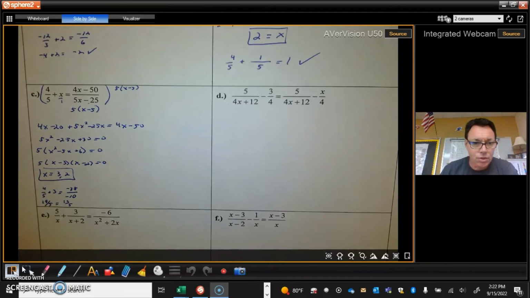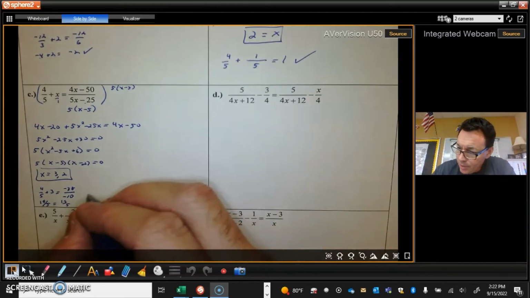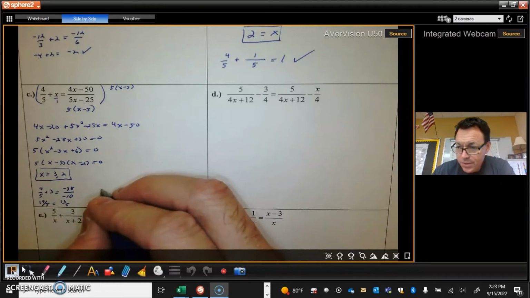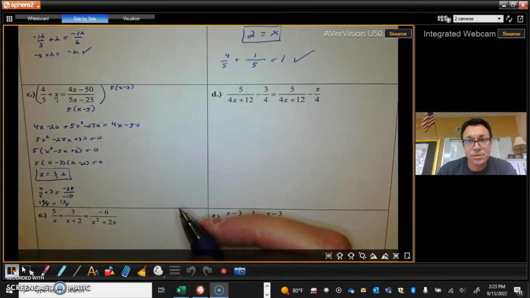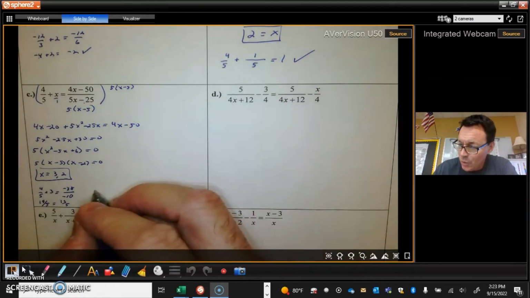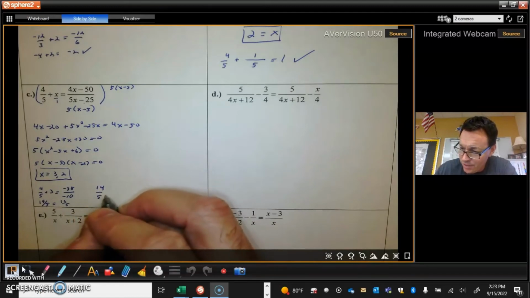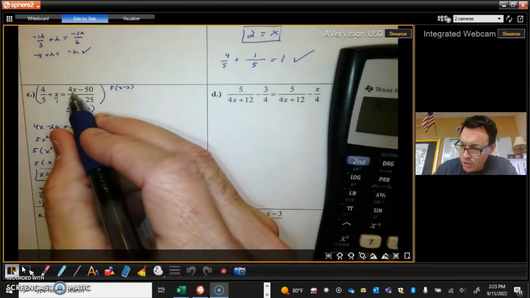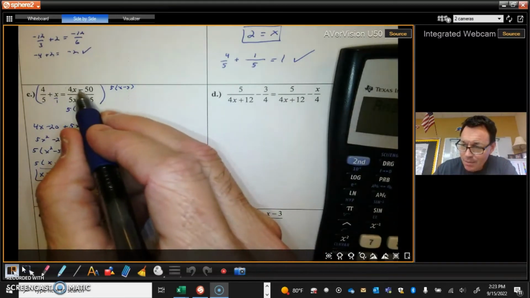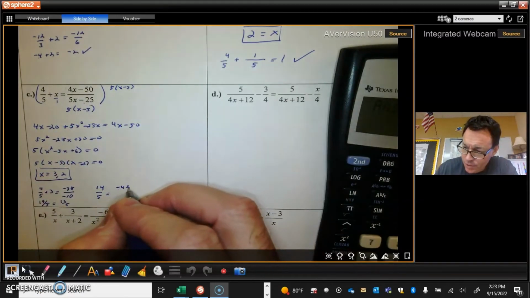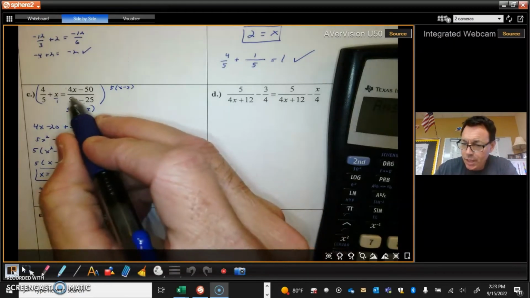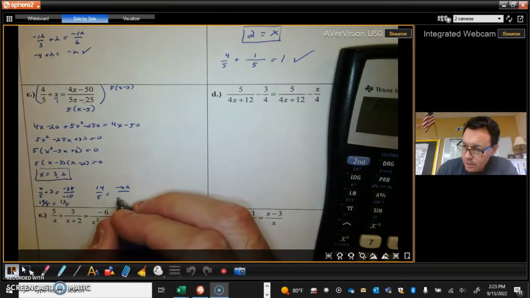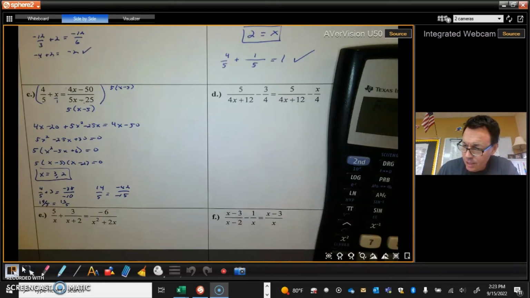But what about the 2? Okay, if I plug in a 2, I'm going to get 4/5 plus 2, which apparently is 2 and 4/5, or 14/5. And then over here, I'm going to plug in a 2, so this is going to be 8 minus 50, that's negative 42. If I put in a 2 here, that's going to be 10 minus 25, so that's going to be negative 15.